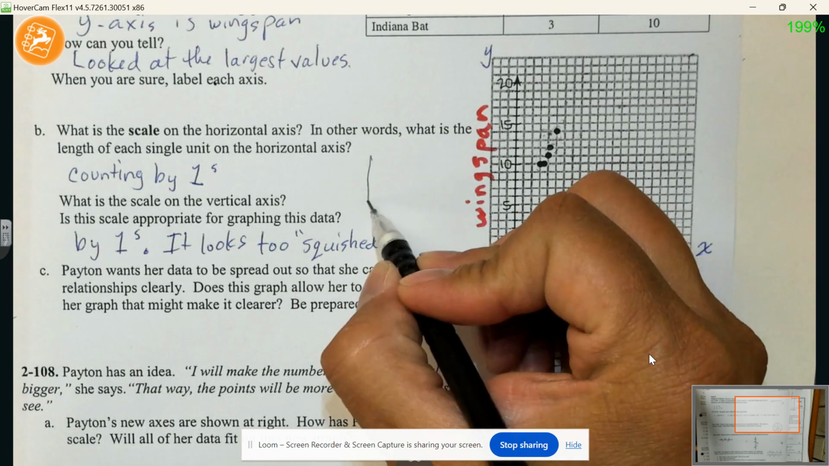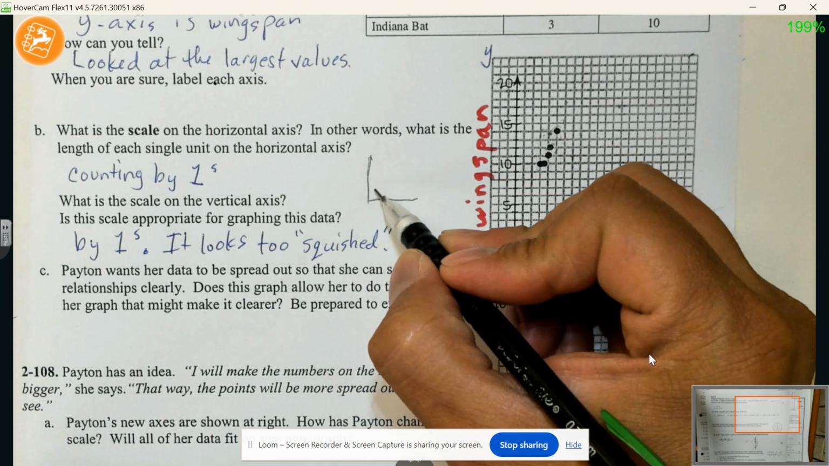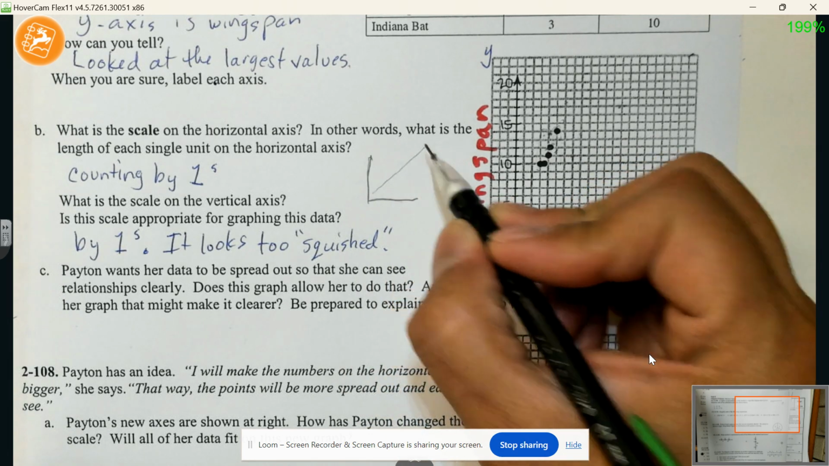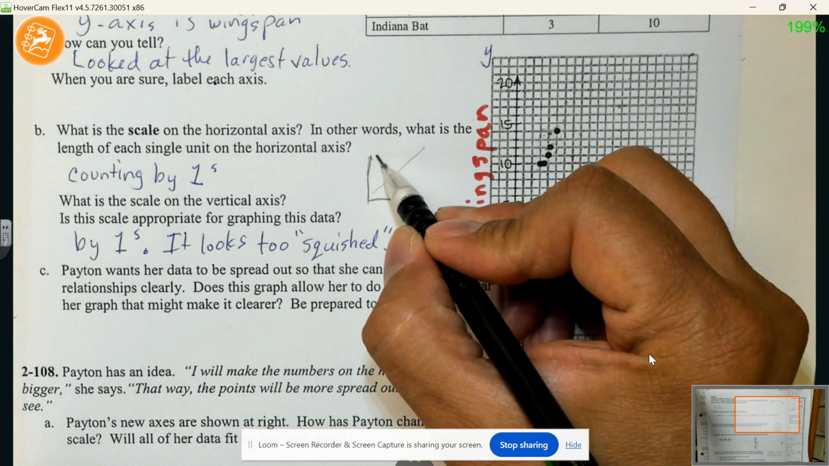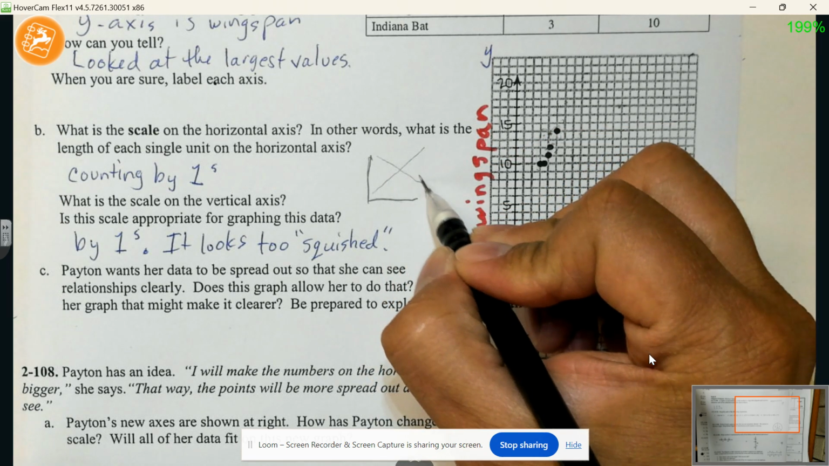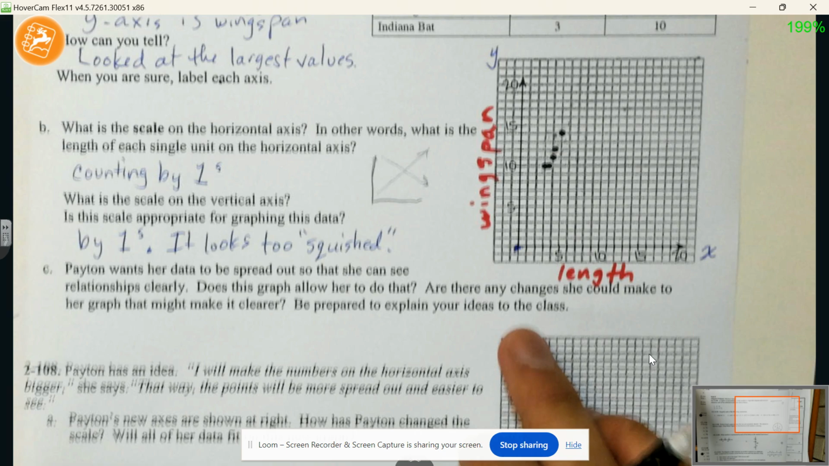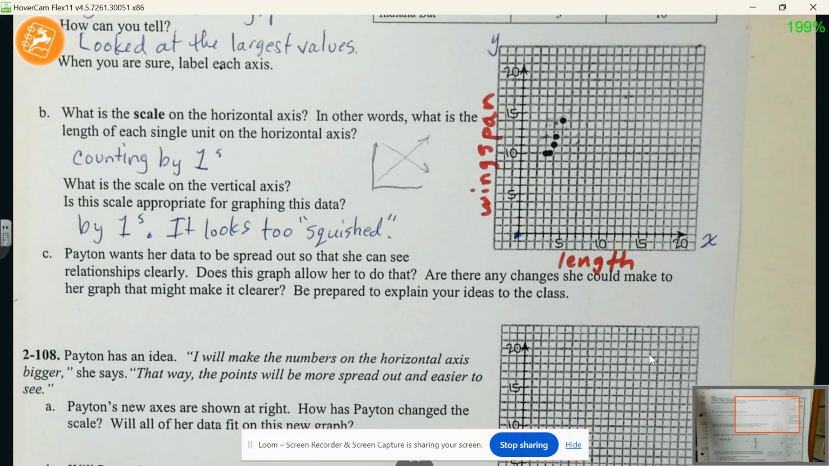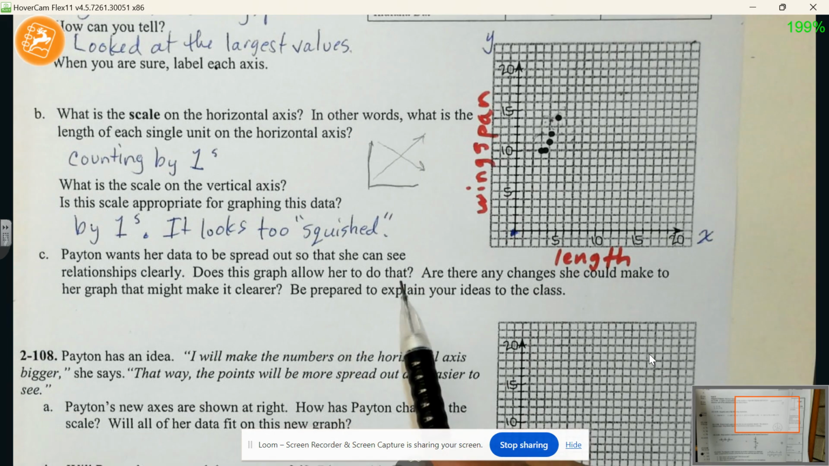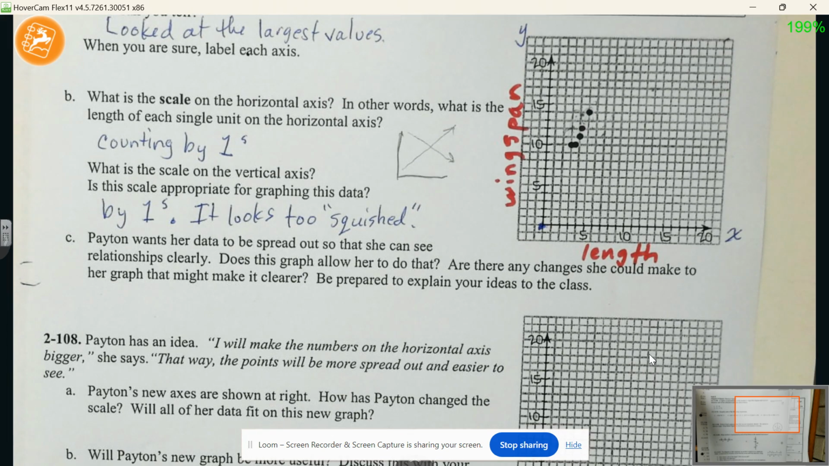If we have a graph right here and we have a positive relationship, we can kind of see the trend going upwards as we go from left to right. And a negative would be going down from left to right. Okay, so these are the trends that we want to see. So we can't really see it when our data is all mushed up like that. So does the graph allow her to see spread out data? Okay, so this is a no.